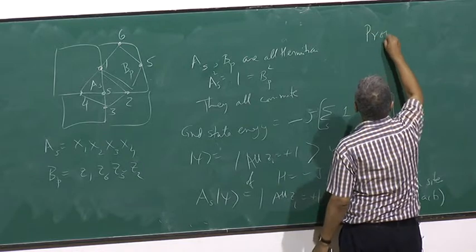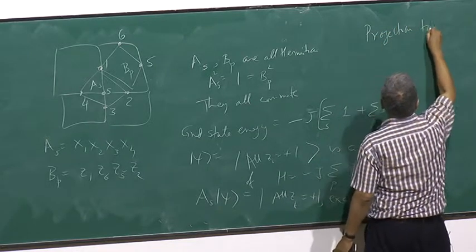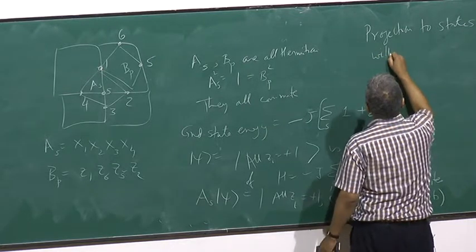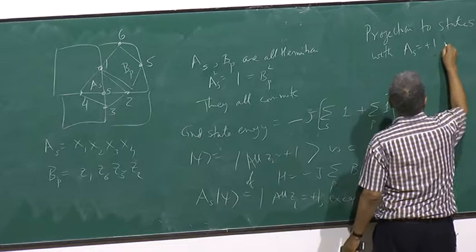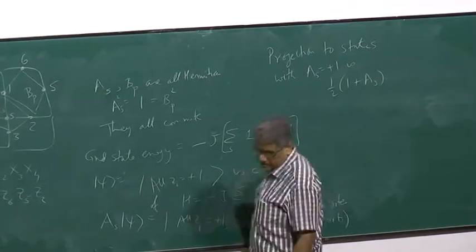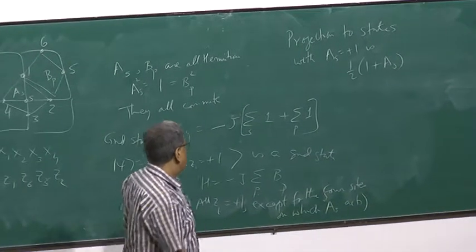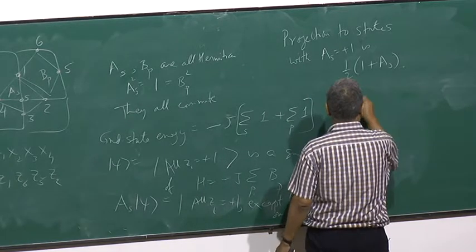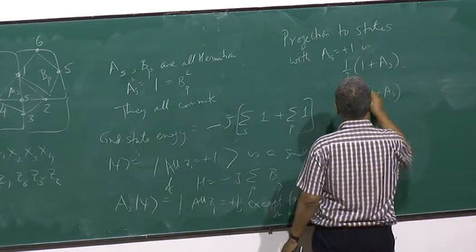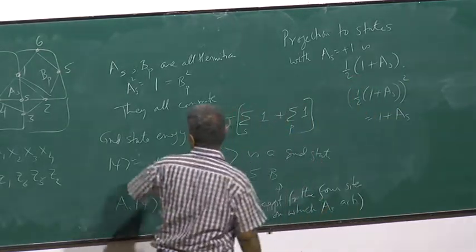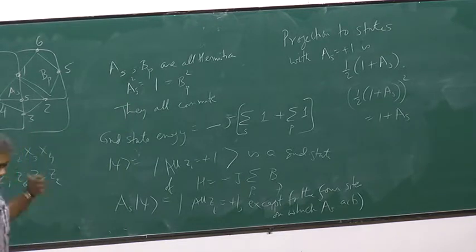So the projection operator to states with A_S equal to plus 1 is one half times (1 plus A_S). This is true for any S. You can easily check that, because if you take the square of this projection operator, it is just equal to itself, because of this property. That is the property of a projection operator: its square is the same.